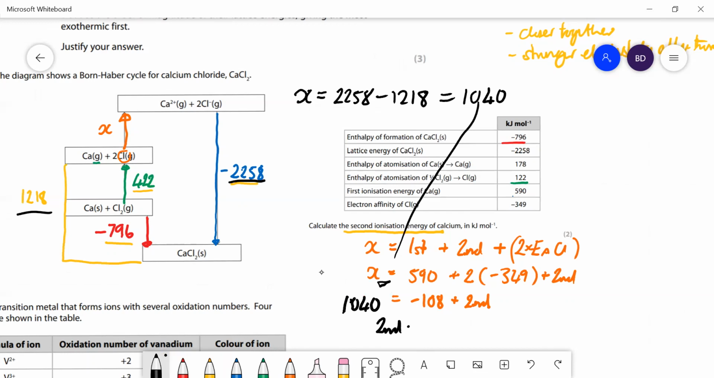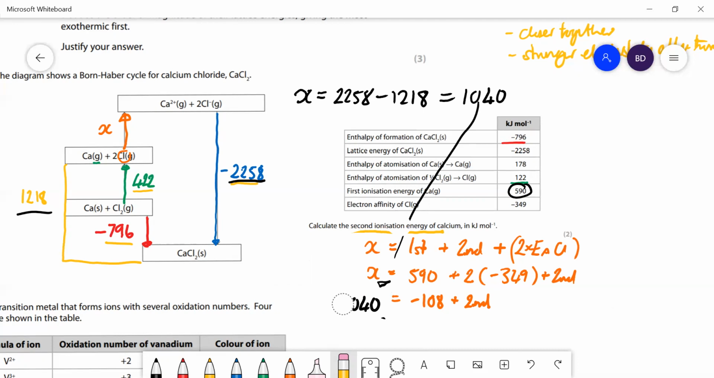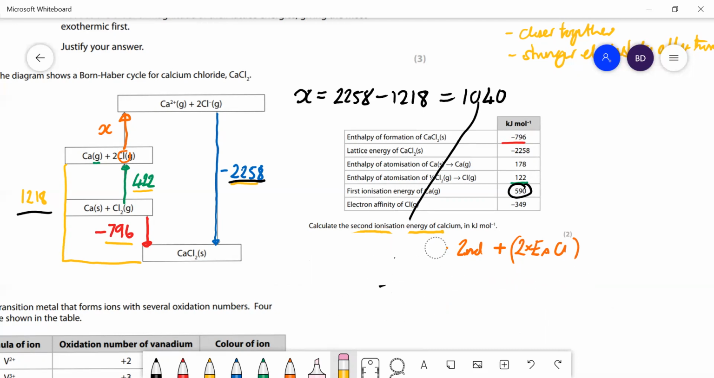Now we can put that number into here, X, so that's 1040. And so the second ionization energy is equal to 1040 plus 108, which is equal to 1148 kilojoules per mole. A quick common sense check: it's got to be bigger than the first ionization energy, and it is. That's only 590, so if it was less than 590, we'd know we'd gone wrong somewhere. As I say, that was a very confusing question. Normally, nearly any past paper shows every single step of the Born-Haber cycle, because that's the clearest thing to do.